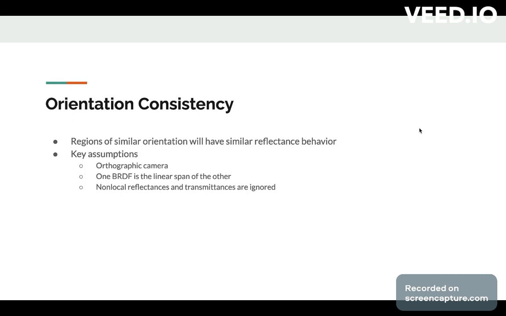Now, one of the key concepts that allows for this algorithm to work is orientation consistency, which basically means that regions with similar surface orientations will have similar reflectance behavior under the same lighting. Some key assumptions that allow for this property to hold are: the camera should be orthographic; the BRDF of one material is similar to that of the other; and non-local reflectances and transmittances, such as interreflectance, are ignored. However, this third assumption is what we'll be breaking and testing today to see how the results may differ. Now, moving on to my setup.